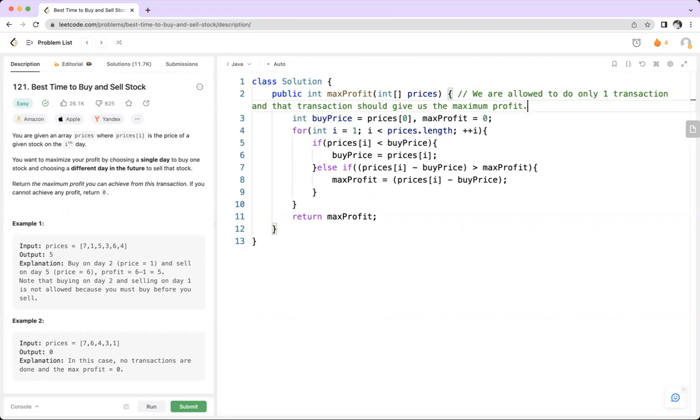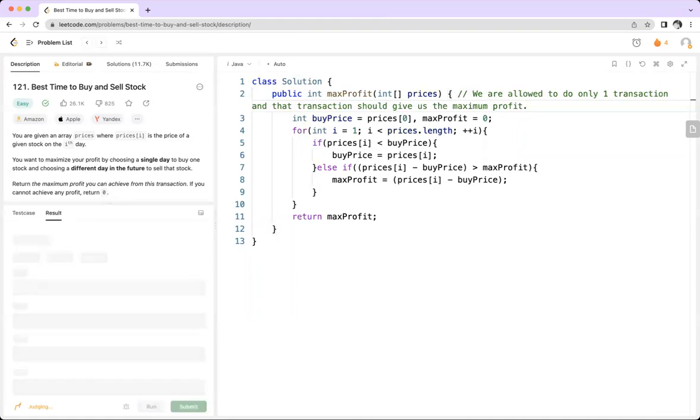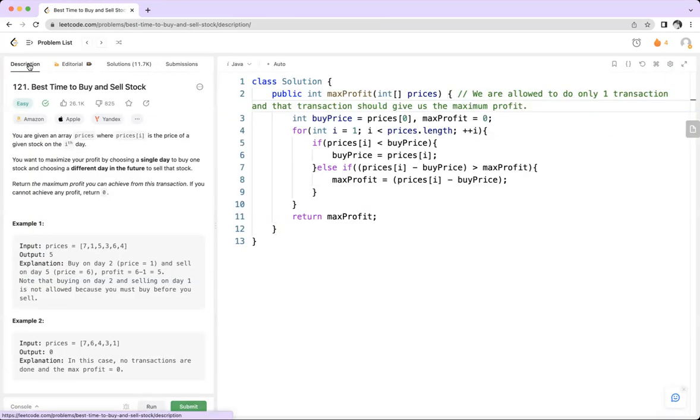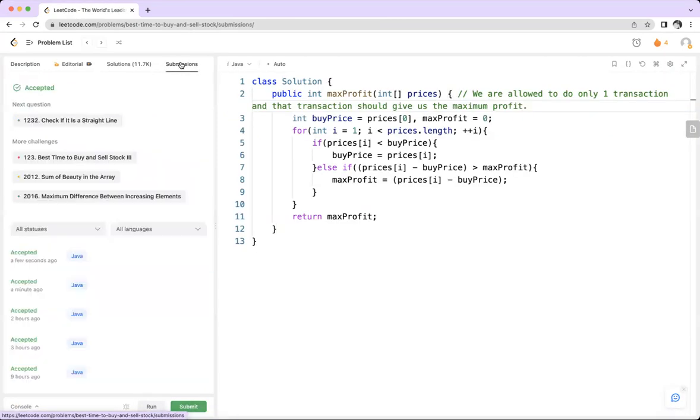So with this we will submit this, and it's accepting. So no issues in this solution. Now, the reason why I have discussed this problem is because there is one similar problem, and that problem is best time to buy and sell stock.